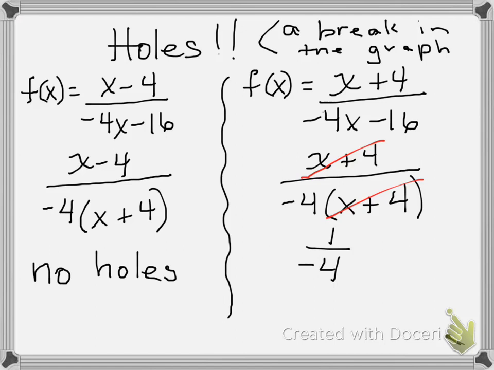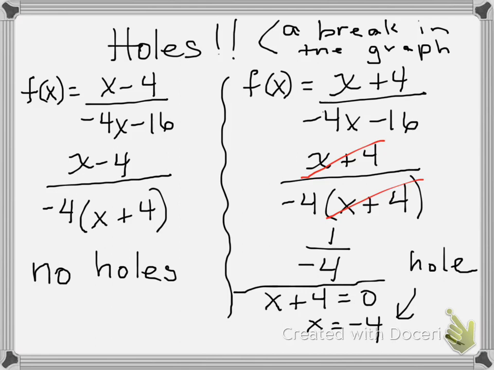This means because I cancel, I have a hole at x plus 4, and I'm going to solve for 0. So x plus 4 equals 0. X equals negative 4. So that means at negative 4, I'm going to have a hole. That's what that means. This is my factor, x plus 4. That's where that came from. This right here. So at negative 4, I'm going to have a hole. So again, this first one had no holes. This one has one hole at x equals negative 4.